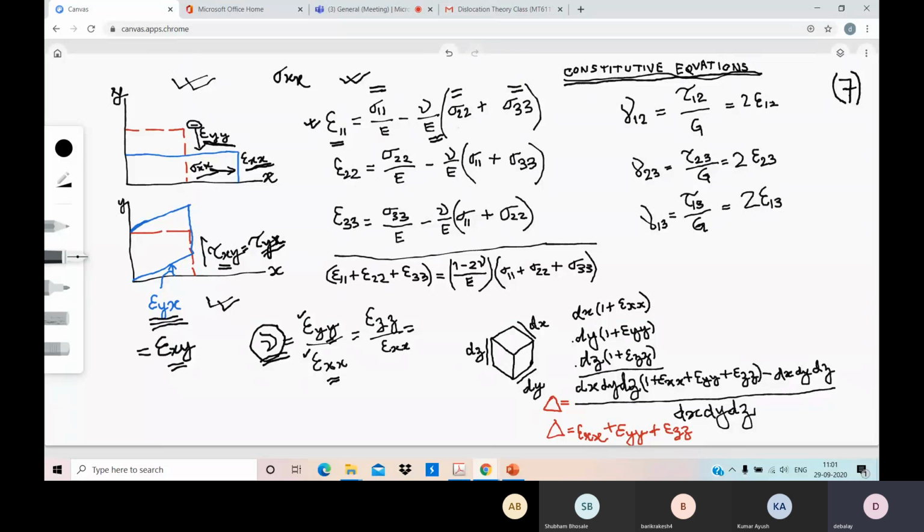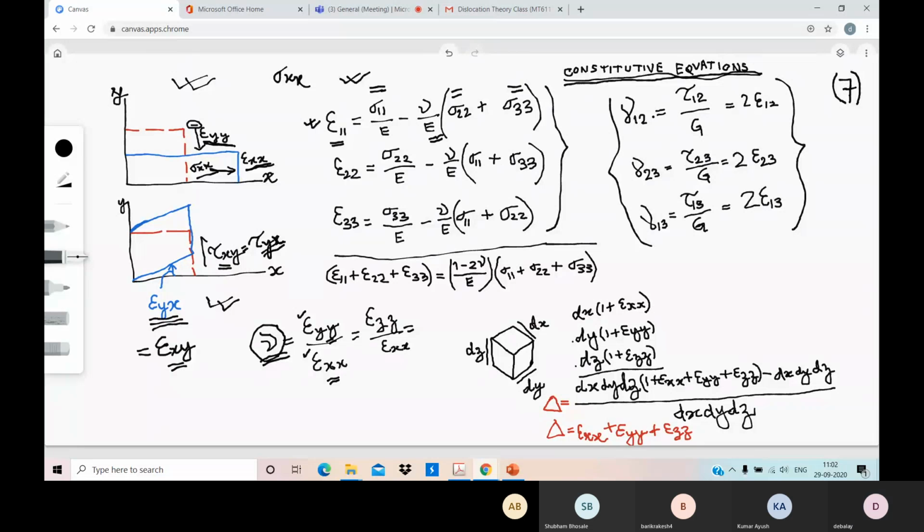Similarly, epsilon 22 equals sigma 22 by E minus nu by E times (sigma 11 plus sigma 33). Epsilon 33 equals sigma 33 by E minus nu by E times (sigma 11 plus sigma 22). And this is how the normal stress and normal strain are related. And this is how the shear stress and shear strain are related. So all the terms of the strain tensor are related to all the terms of the stress tensor.